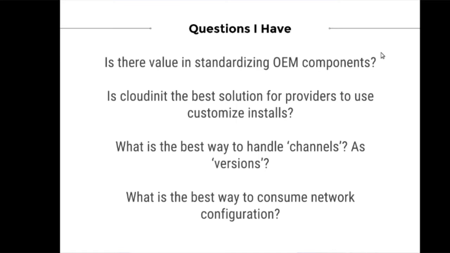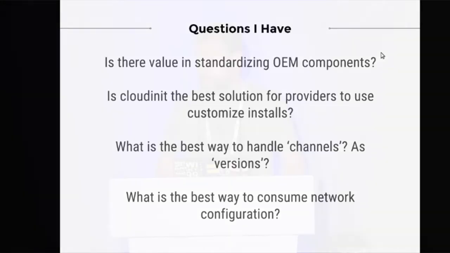They are not really versions. I can't really equate stable CoreOS to Ubuntu 14.04. They're not the same thing, but as far as our user interfaces go in our portals, as far as most of our provisioning systems work, we are treating them as versions. And I'm not convinced that is the best way to handle that. And what is the best way to consume network configuration? Standard DHCP or some other capacity to continue to do that dynamically, or persist that to disk in some capacity.